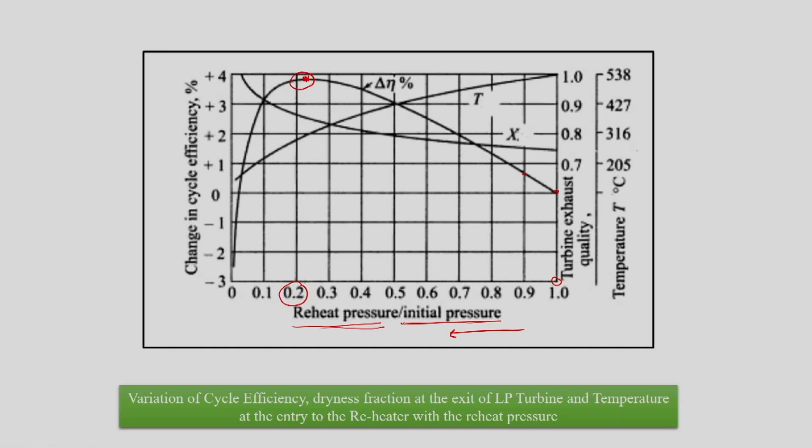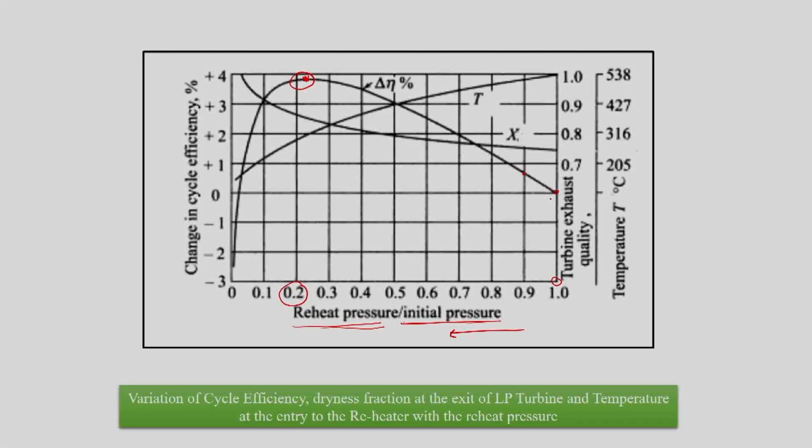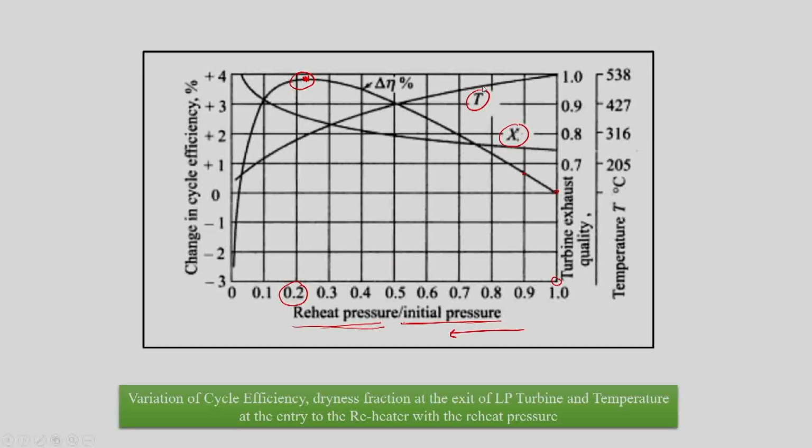These numbers are specific to the example we are solving, but in general it is true that at higher pressures of reheat we will have higher efficiency or an increase in efficiency, but if we try to reheat at lower pressure, then we will not have an increase in efficiency. We can always see that the dryness fraction at the exit of the turbine is always increasing as we decrease the reheat pressure. This is the temperature at which we are reheating. If we do the reheat at higher pressures, then we have higher reheat temperature, and this is decreasing.